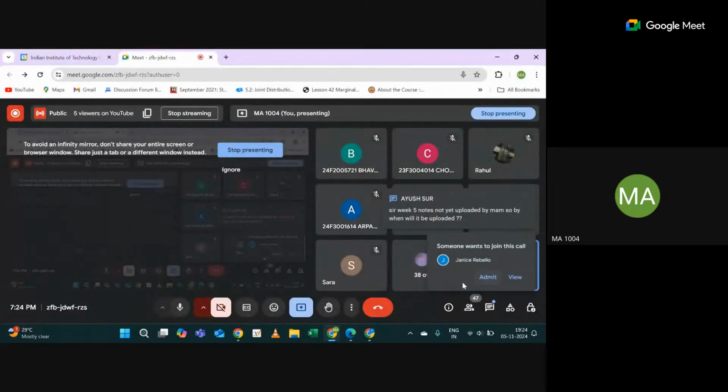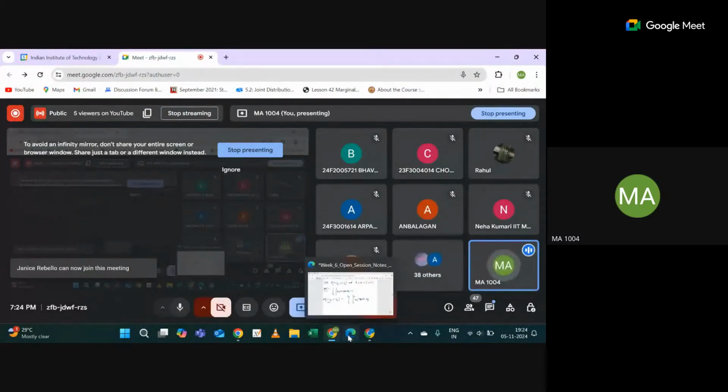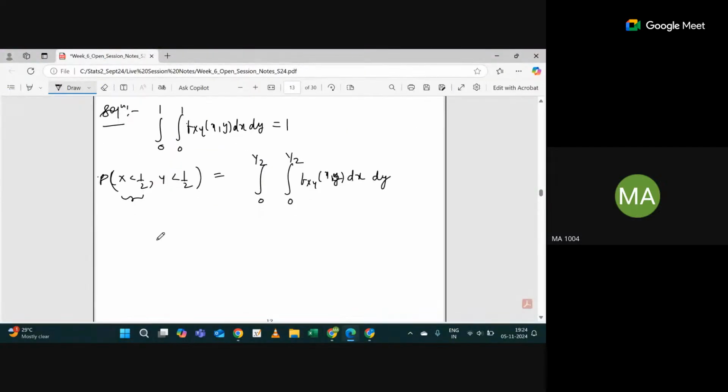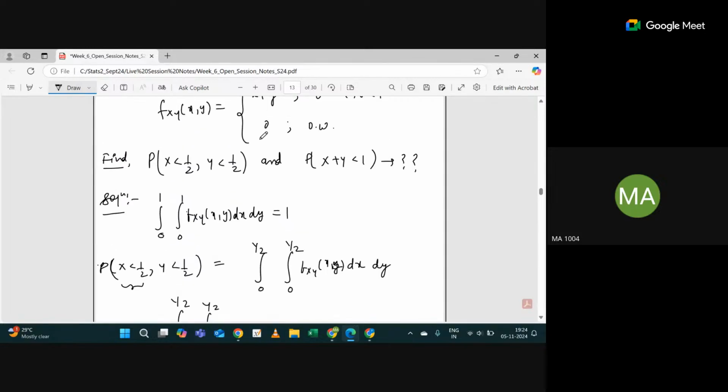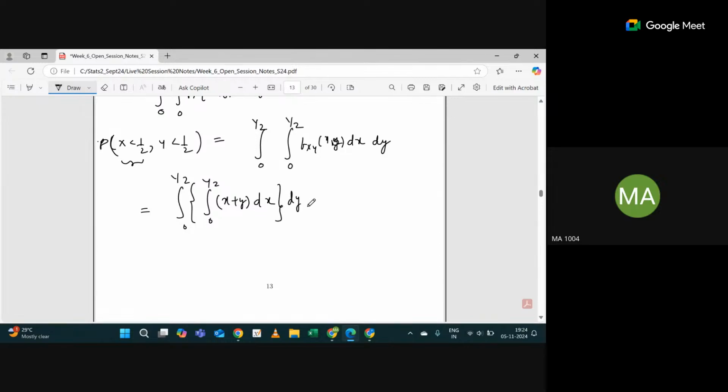We'll do the simple integration. Okay, we'll upload that PDF. So we have to do simple integration. So 0 to half, what is the f(x,y)? x plus y, right? This is my joint density. So x plus y, let's try to integrate with respect to x, then with respect to y.